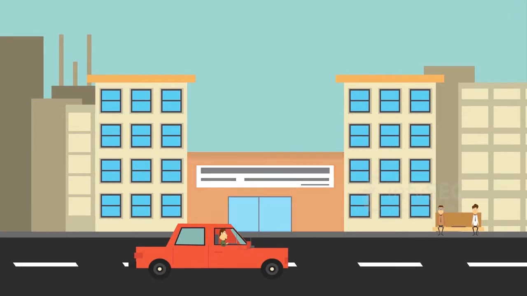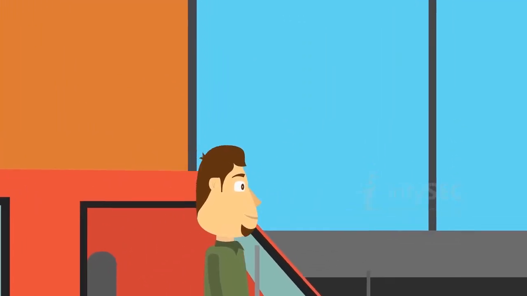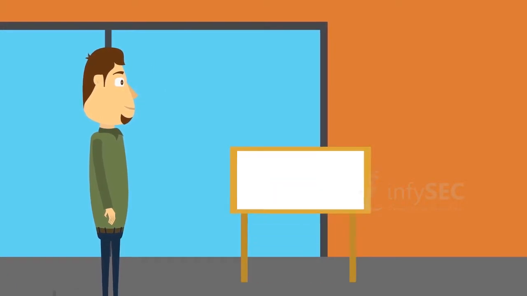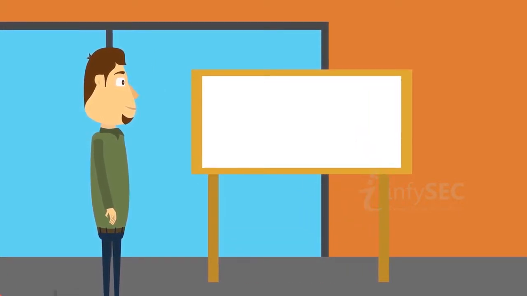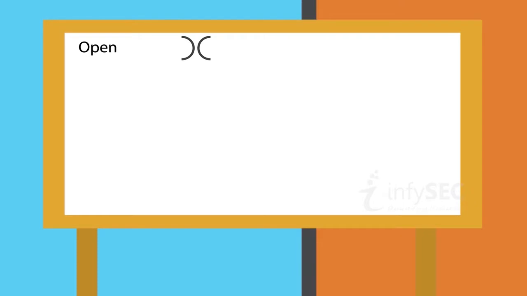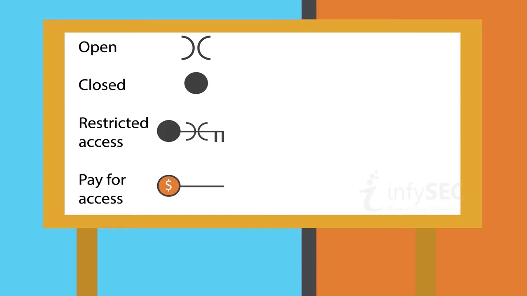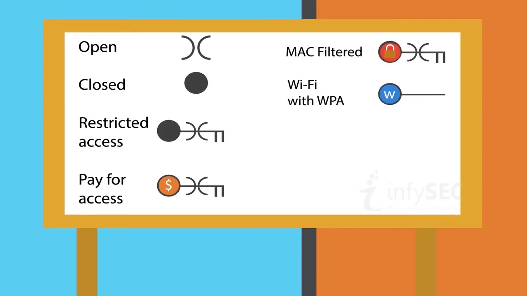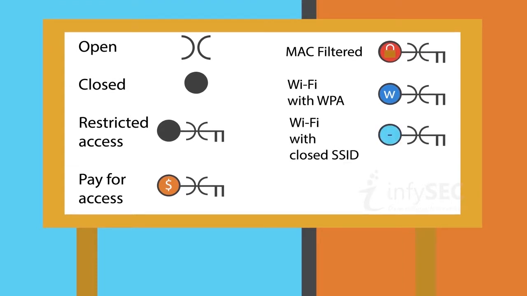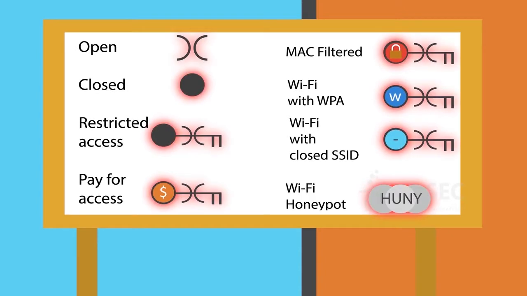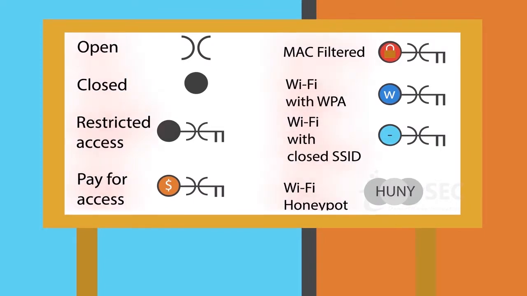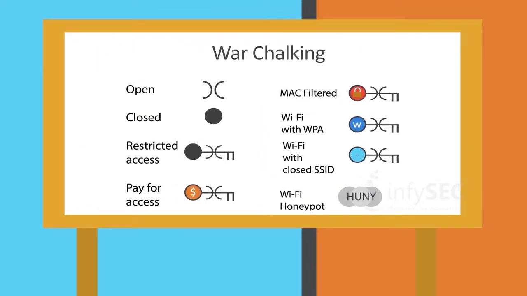When a Wi-Fi network is found, the status of the wireless network was stated by drawing symbols that would indicate the presence of the Wi-Fi hotspots and their status, such as open, closed, restricted access, pay for access, MAC filtered, Wi-Fi with WPA, Wi-Fi with closed SSID, Wi-Fi honeypot. This method of drawing symbols to indicate the presence of a Wi-Fi network around is called war chalking.